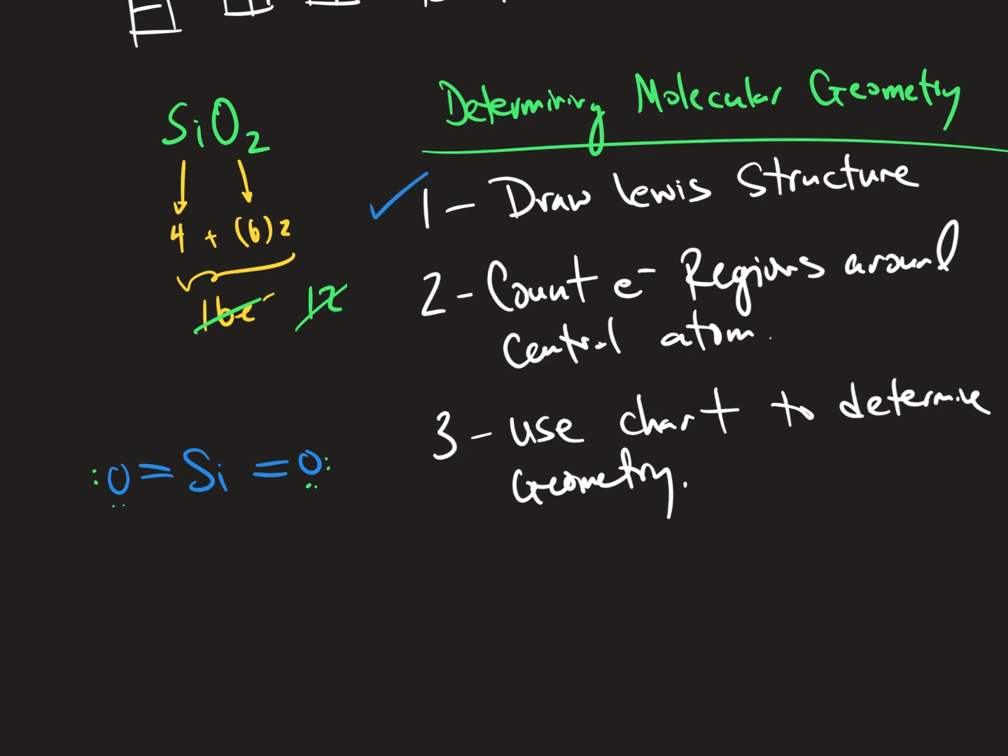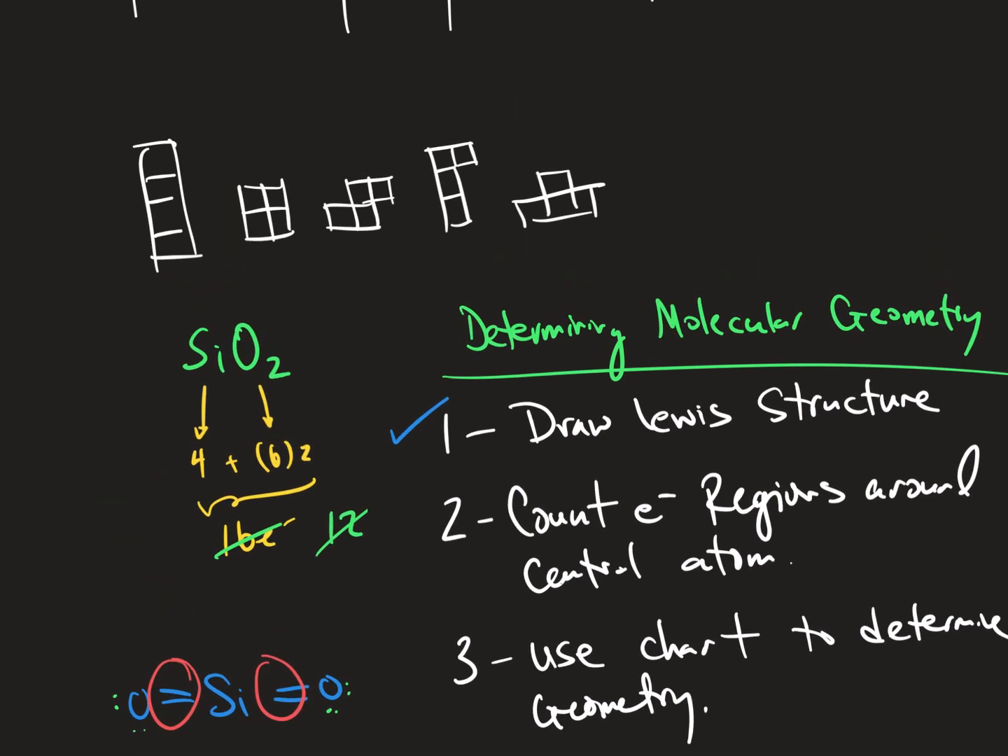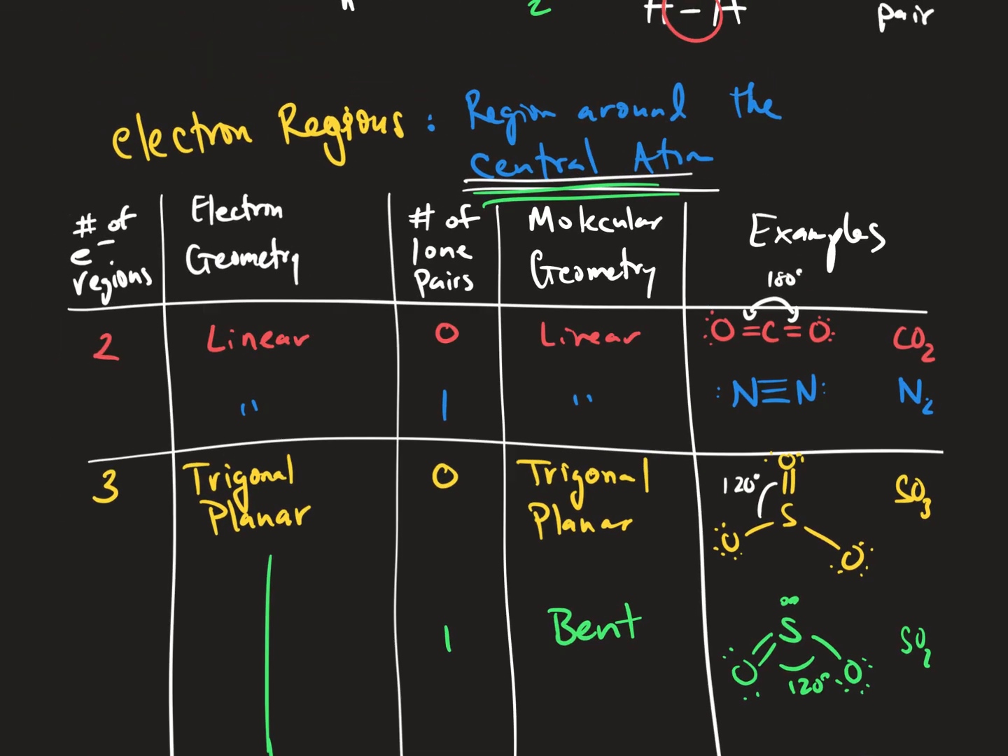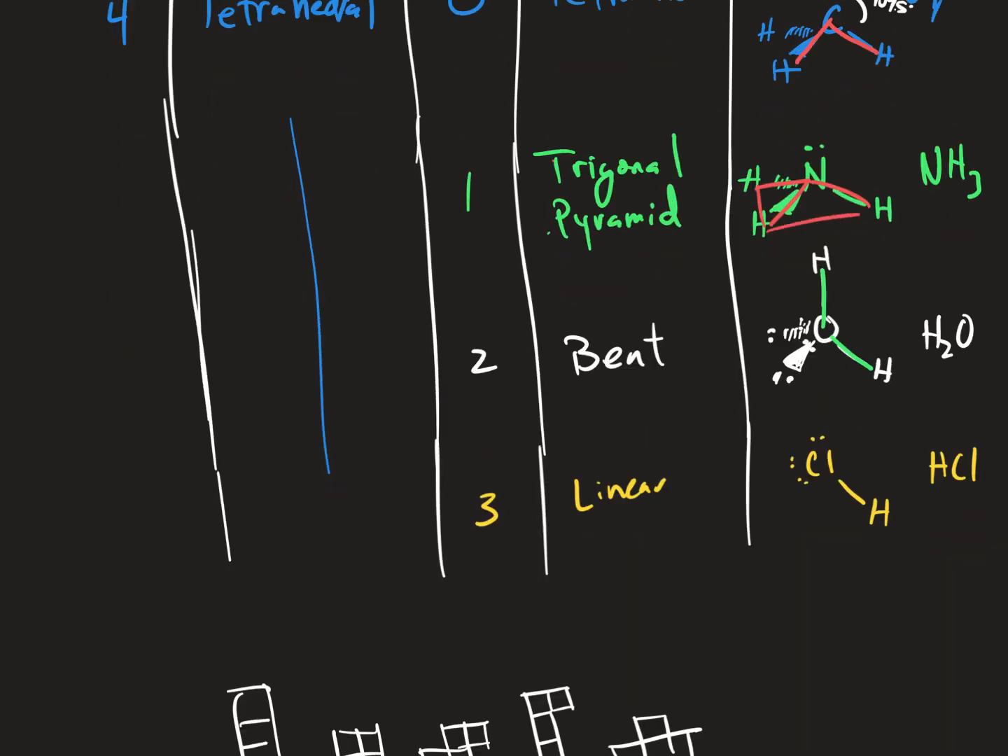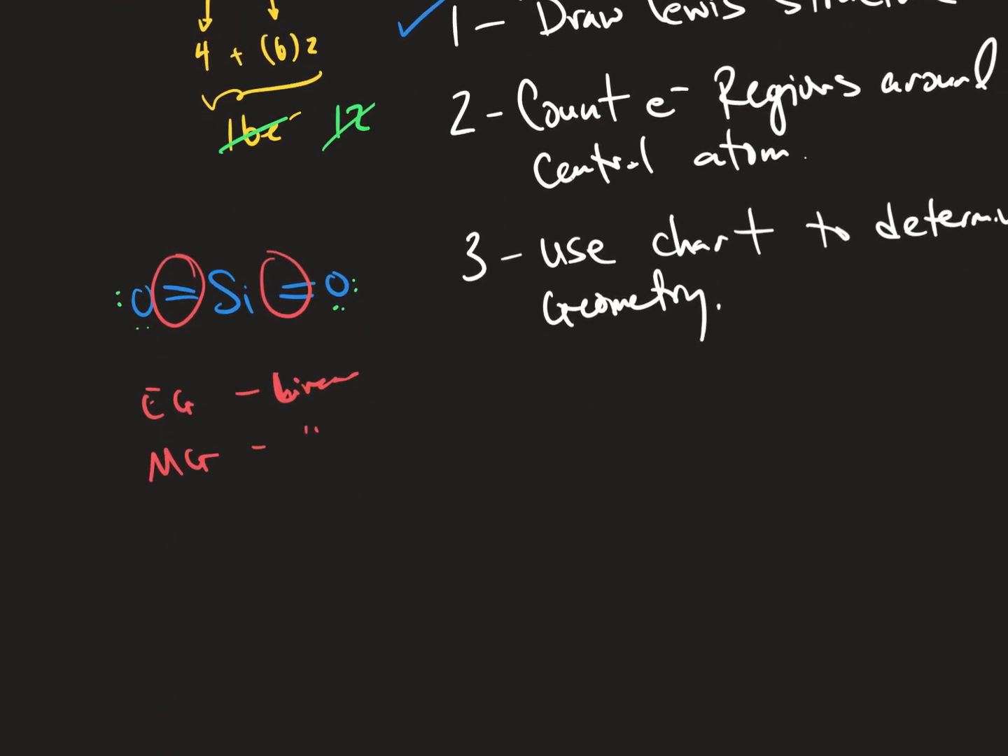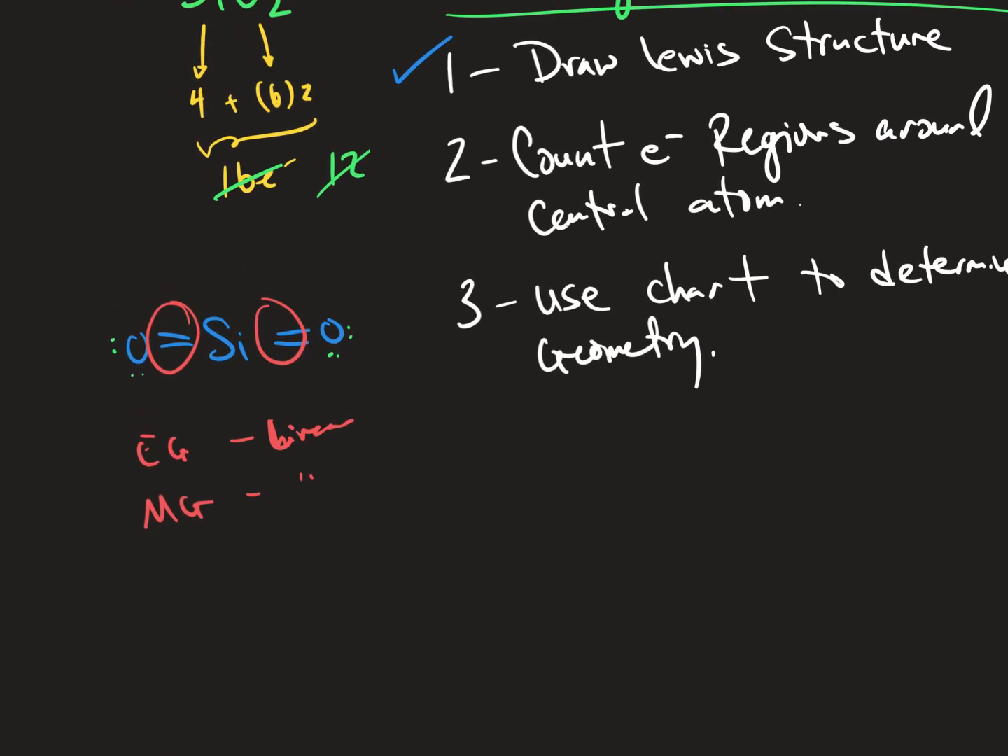Step 2, count the electron regions around the central atom. How many do we have? Yeah, we just have 2. So what's the electron geometry? Linear. And the molecular geometry? Same thing, right? Because it's 2. If we look at our chart, it's always linear for 2. Good?